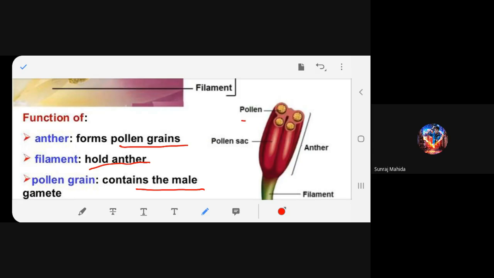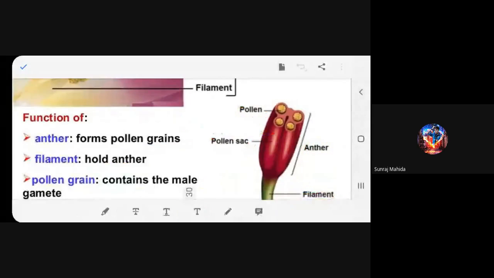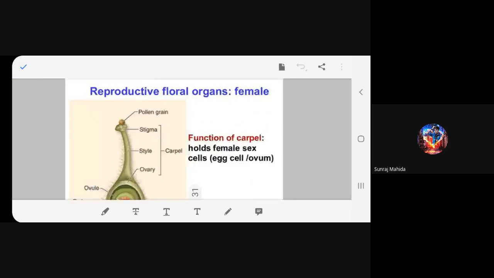What is the male cell? Pollen. You understood? So this is filament. This is anther. Inside the anther we have pollen, which is the male cell or the male gamete. You understood? All of you? Yes, ma'am. Now we come to female reproductive floral organs.